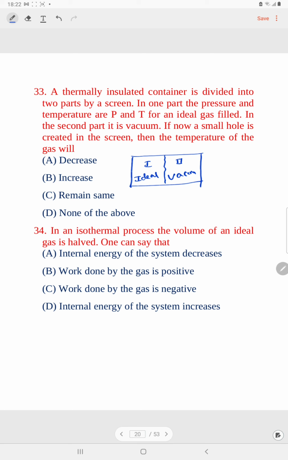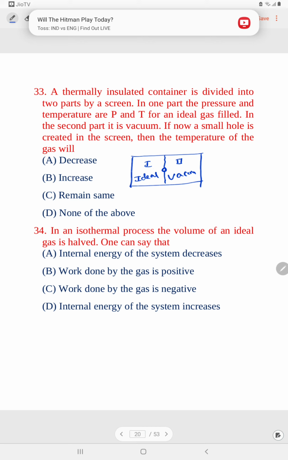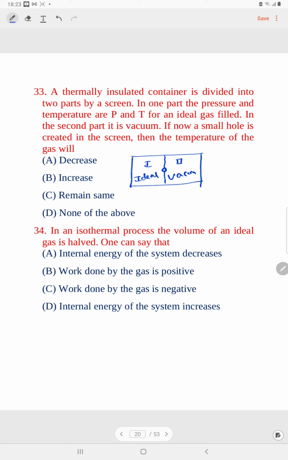Suppose you make a small hole in the screen, what happens? The ideal gas starts entering the other part, which is a vacuum, and as a result the entire ideal gas is going to spread over the large container. Now the point is, what happens to the temperature of the gas if you create a small hole? There is a free expansion, students.